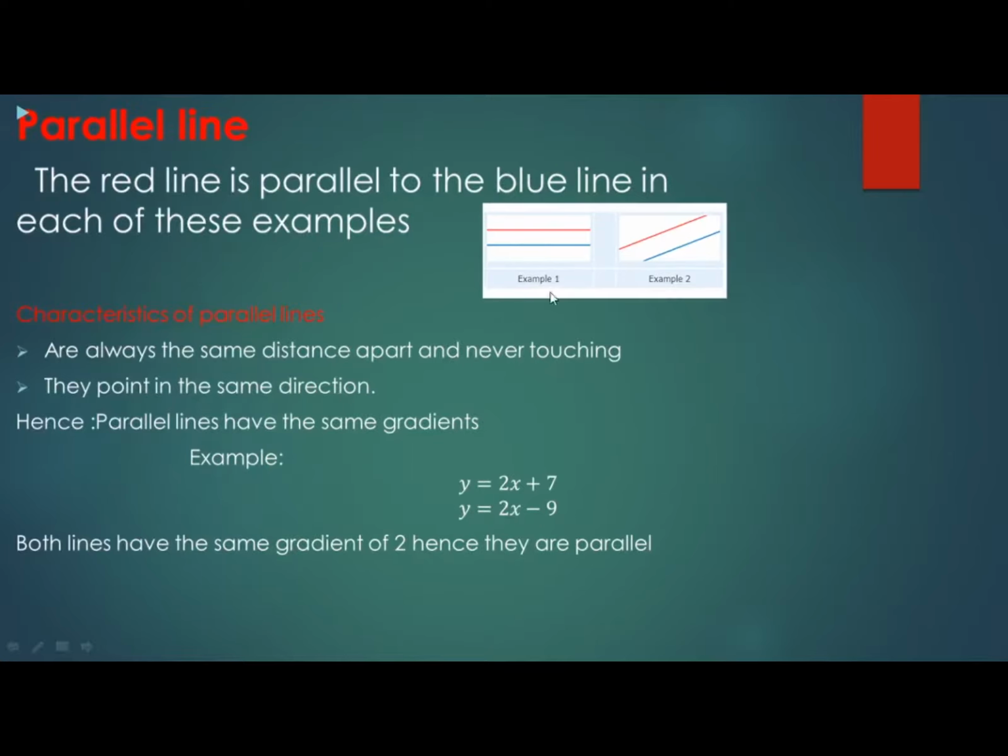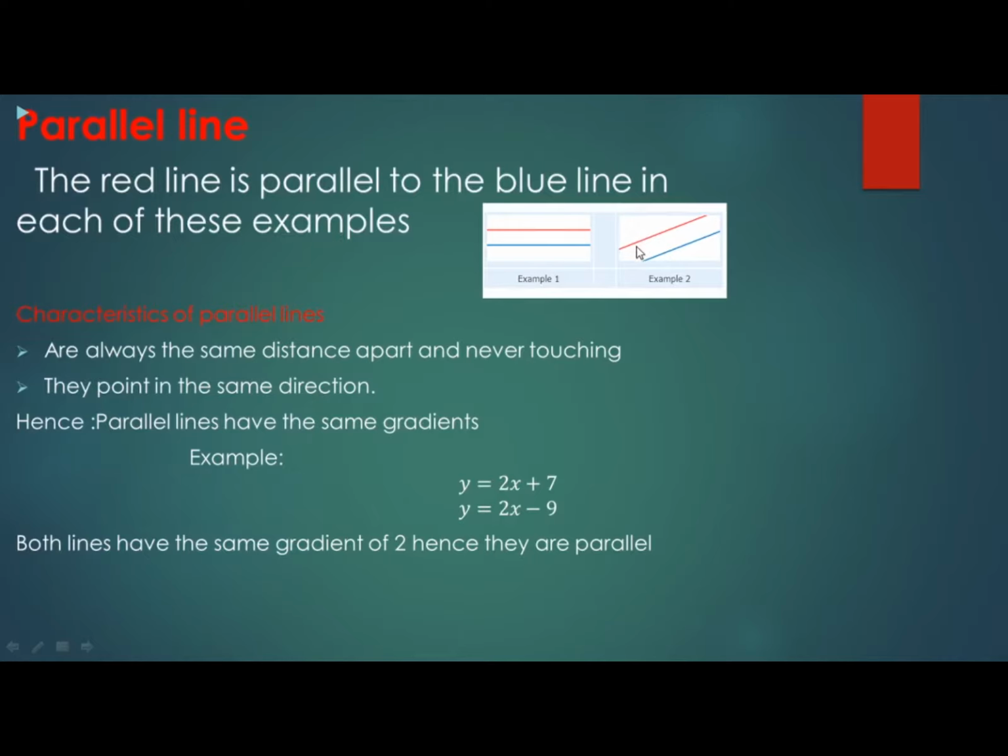In my example here, we have two lines, a red line and a blue line. The two lines are parallel. A characteristic of parallel lines is that they are always the same distance apart and never touching. The distance from here to here is uniform, from here to here is the same. That distance is uniform and they never touch. Even if they extend in whichever direction, they will never meet.